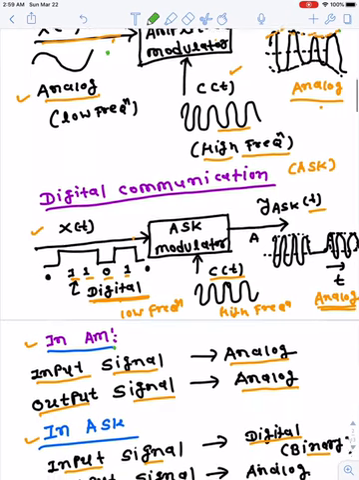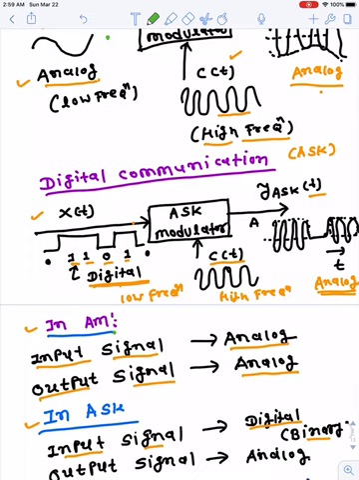The same happens here in digital communication also. In digital communication, in ASK modulator, the applied input is x of t, and according to the shape of x of t, you are getting the carrier or you are not getting the carrier. If the input signal x of t is a 1, then you have a carrier. If there is a 0, you don't have a carrier. Then if there is a 1, you have a carrier. So both have a similarity in this sense.